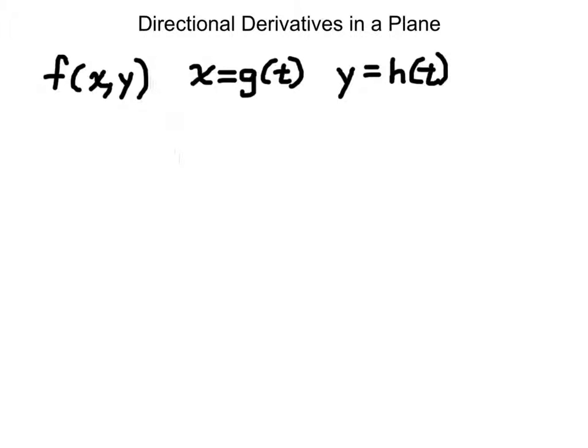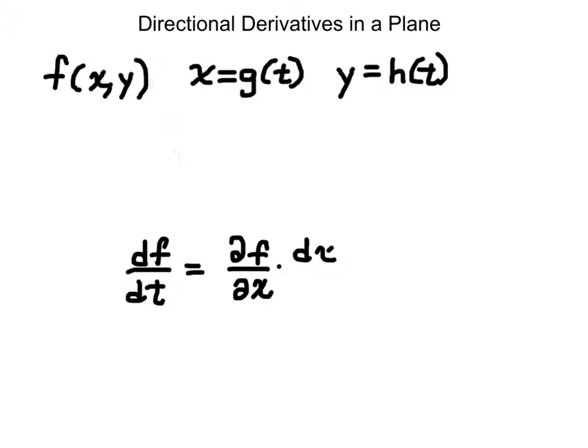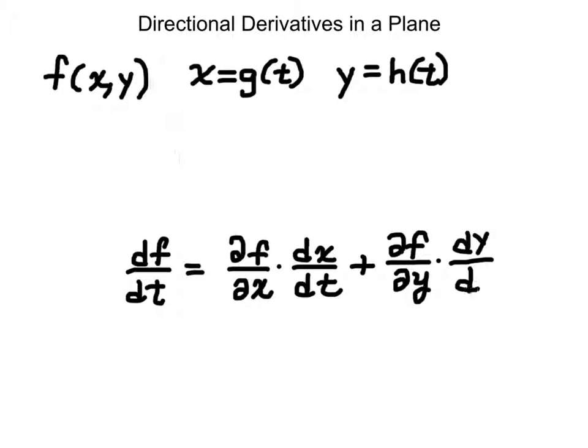Then the rate at which f changes with respect to t along the differentiable curve is the derivative of f with respect to t, which is the partial derivative of f with respect to x, chained out with the derivative of x with respect to t, plus the partial derivative of f with respect to y times the derivative of y with respect to t. And let's move this up.